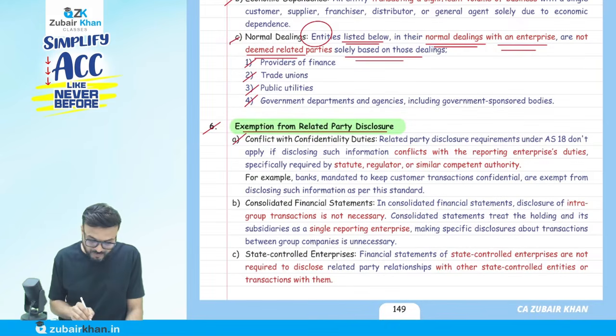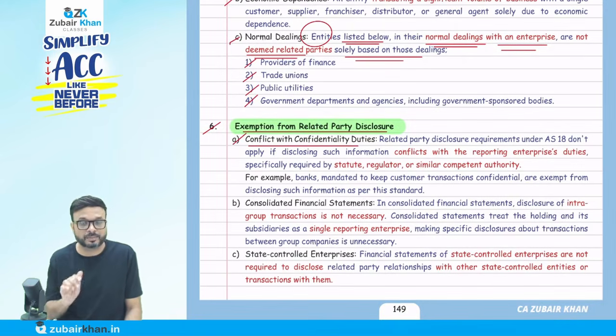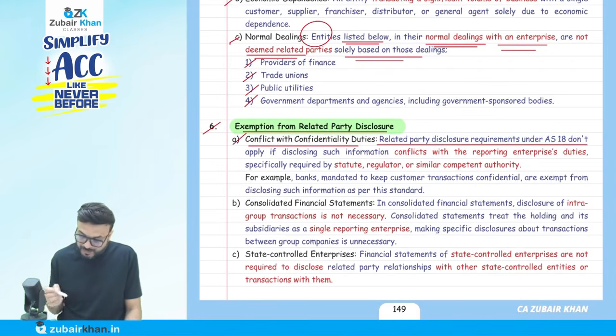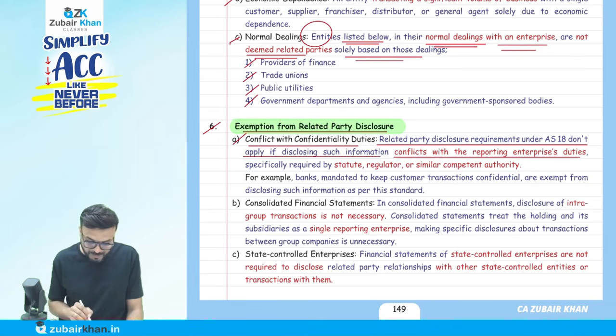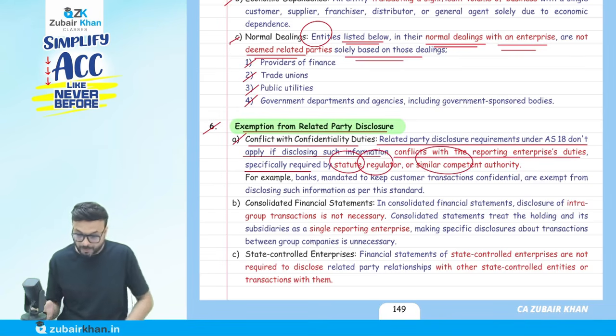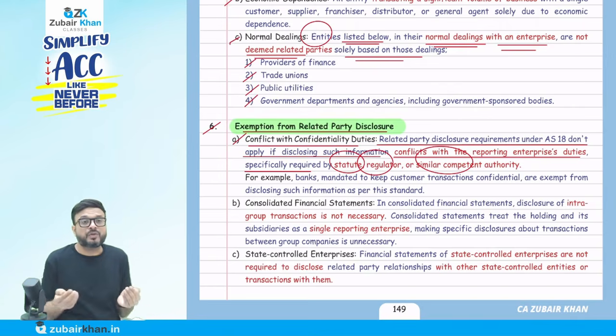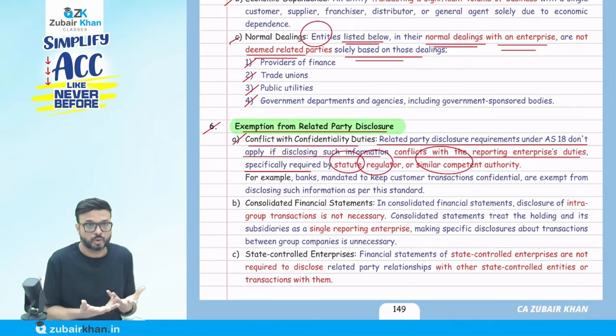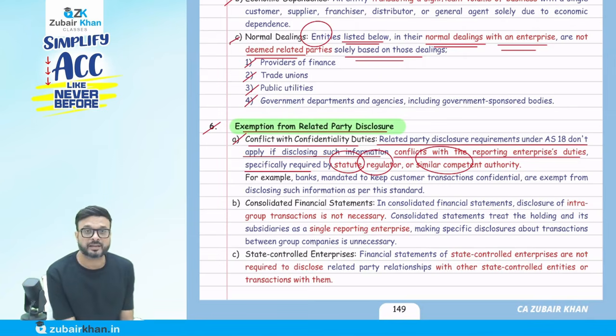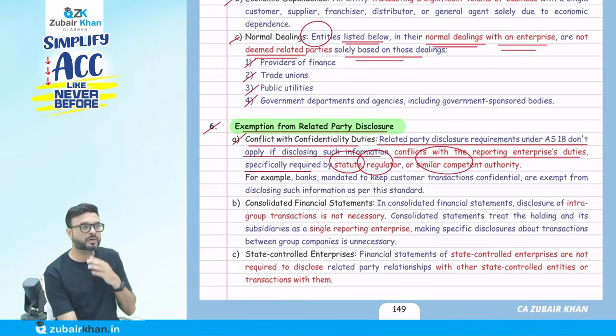First, they say conflict with confidentiality duties. Let me explain. Related party disclosure requirements under AS 18 don't apply if disclosing such information conflicts with the reporting enterprise's duties specifically required by law, regulator, or similar competent authority. What does it mean? If law prohibits me from disclosing, then I cannot. For example, banks mandated to keep their customer transactions confidential are exempt from disclosing such information as per this standard. I'm not talking about a normal transaction, where we have taken a loan from the bank; just by taking a loan, we are not related.